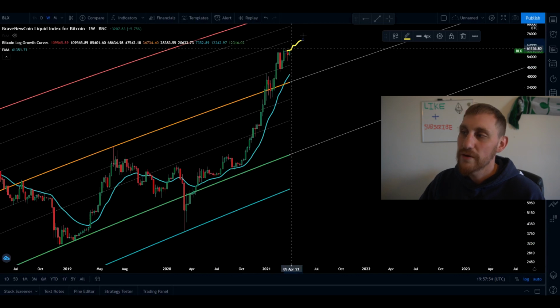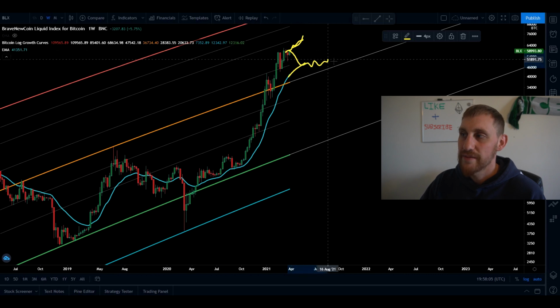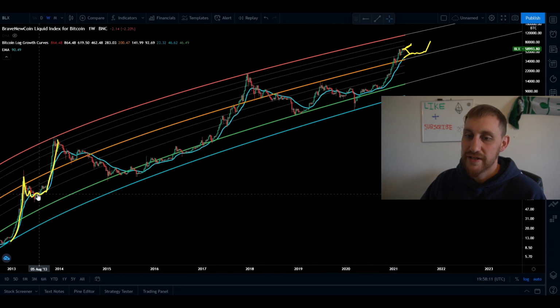We get one more impulse to the upside, right? 20-week moving average is slowly moving up like this. And then we get a decent sized correction back down, and then reset, consolidate maybe for a little bit, and then make one more impulse towards the end of the year. That's certainly a possibility, and that would look like something similar to what we did back here in 2013, okay? Something very similar to that.